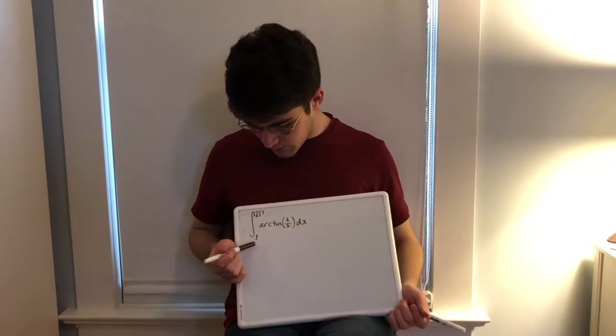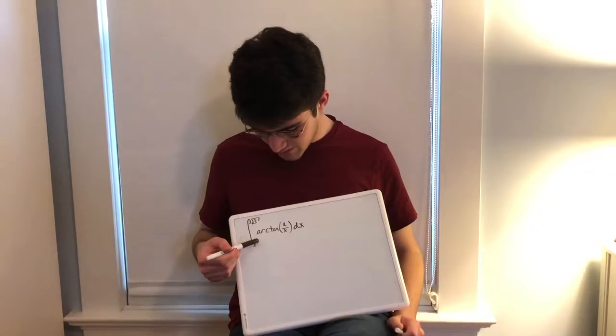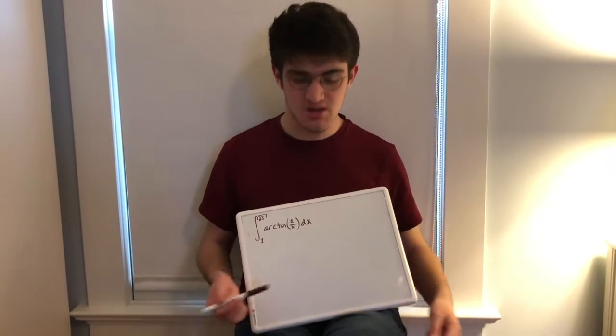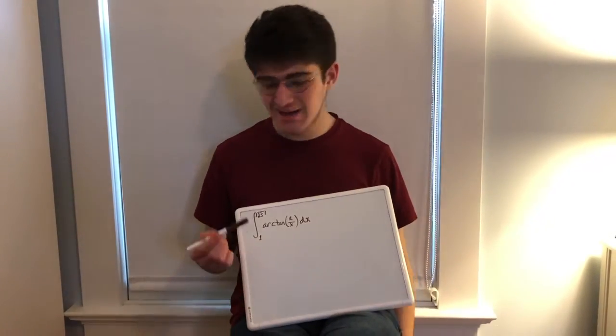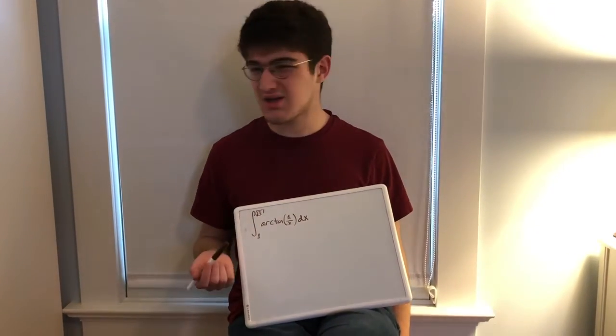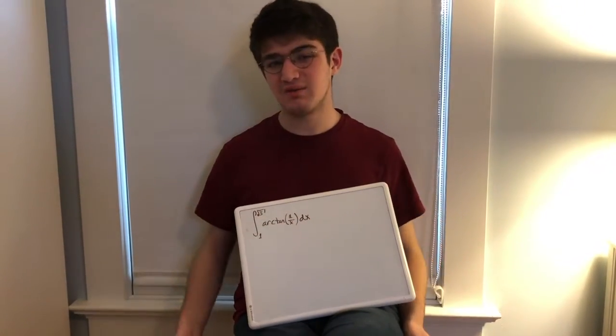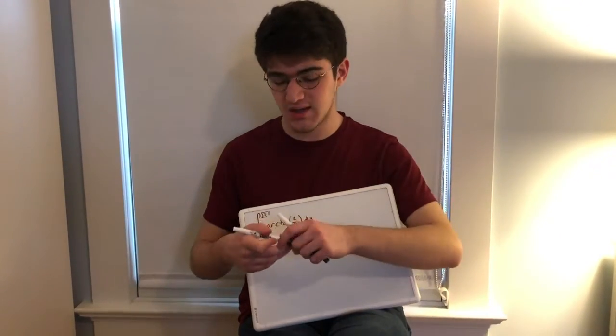So today the integral we're looking at is this one right here. It's the integral from 1 to the square root of 3 of the arctangent of 1 over x dx. And you could actually find the antiderivative of this, I think, pretty easily. It's not a terribly difficult integral. And once you have the antiderivative, you just apply the bounds of integration and you're done.